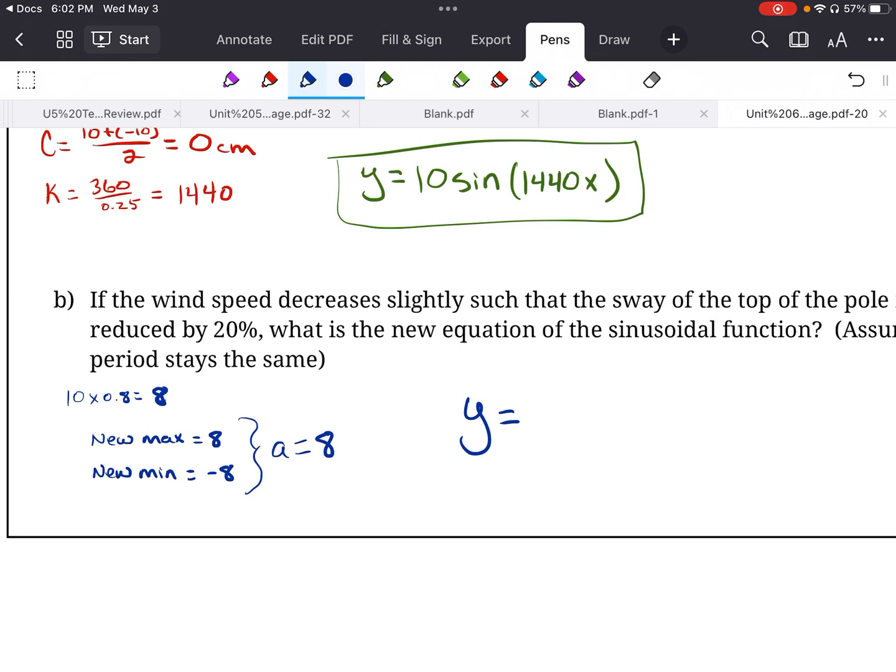So the new equation would just be 8 sine 1440x.